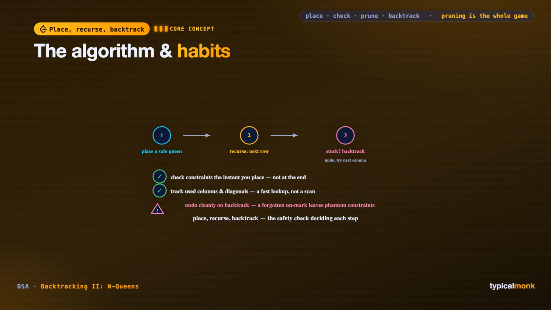And the third habit, the one people get wrong: undo cleanly when you backtrack. Every time you remove a queen to try elsewhere, you must fully restore the state. Free up that column and those diagonals exactly as it was before you placed it. A forgotten unmark leaves phantom constraints that corrupt the rest of the search. Choose, check, prune, and undo faithfully. Do those four cleanly and backtracking will solve constraint puzzles reliably every time.